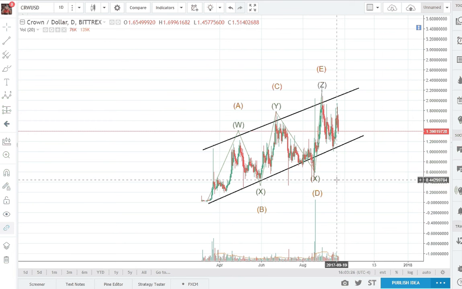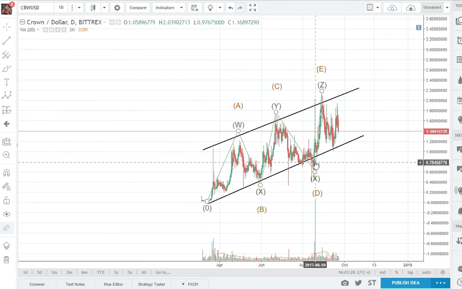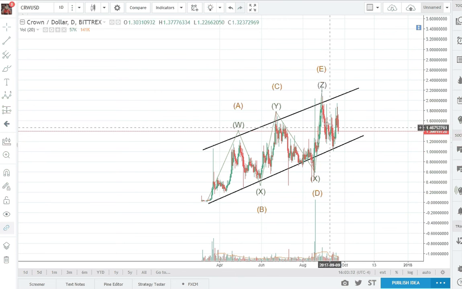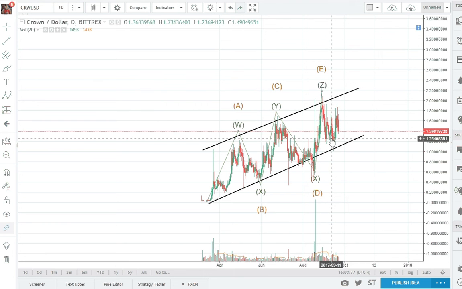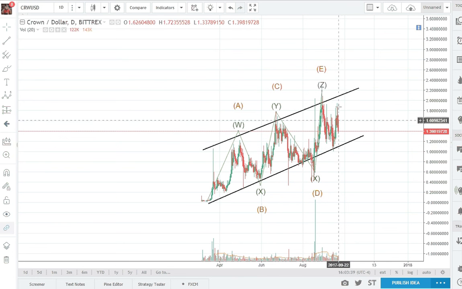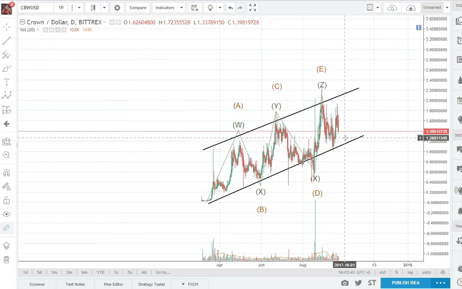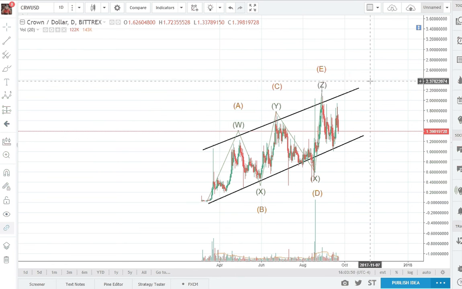Now, one thing that is interesting is it pierced the bottom, which is usually bullish, but that was pretty much nullified by piercing the top, which is bearish. And then it stayed within the two channels. Okay. So until this gets broken, it may just continue channeling. That's the analysis for CRW USD.